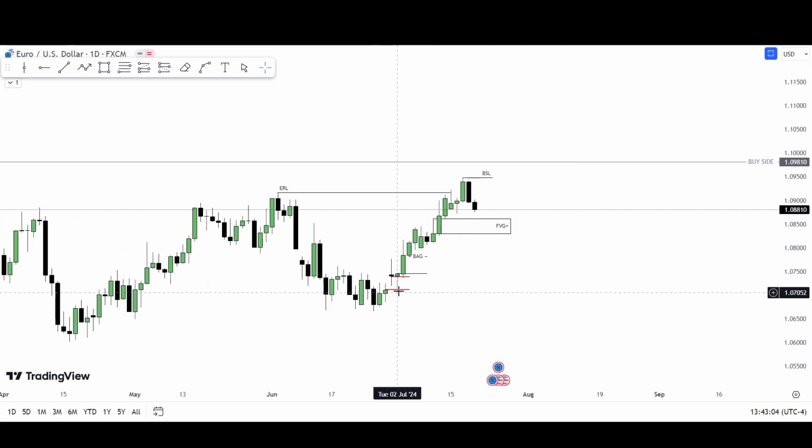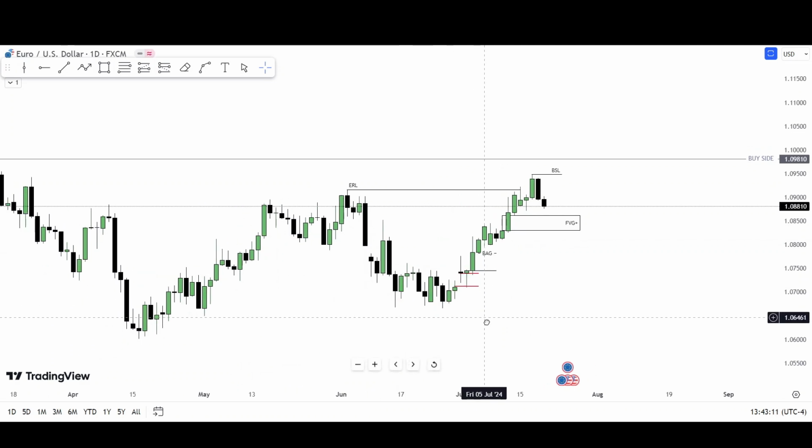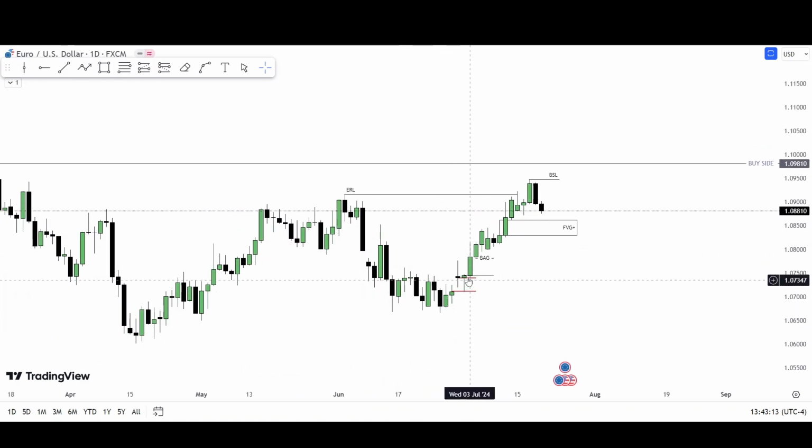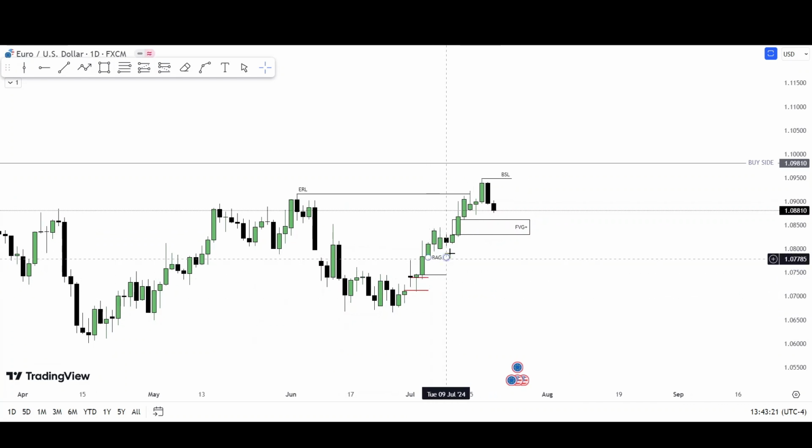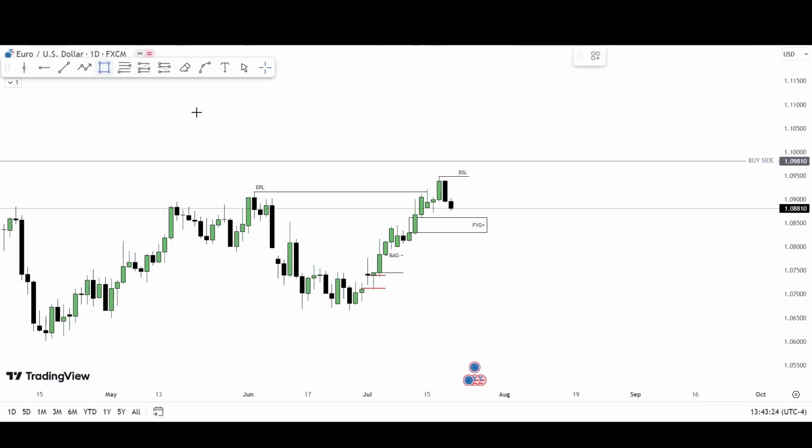So price traded more than the 50% of this volume imbalance. Pardon me. Price trades more than the 50% of this volume imbalance. We leave a gap that we don't end up retrading, and then we take out a high again. So this becomes the breakaway gap. If the 50% is traded of a fair value gap, and there's a large gap that follows it, it can be used as a breakaway gap if this high is taken.